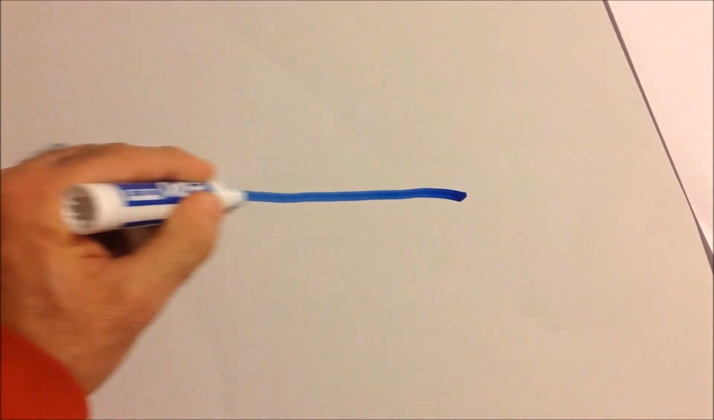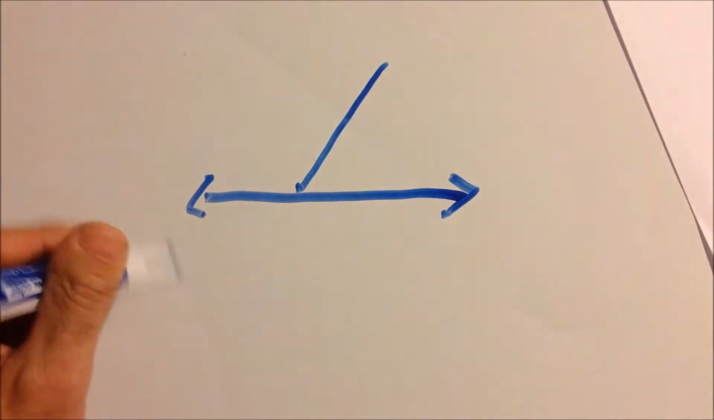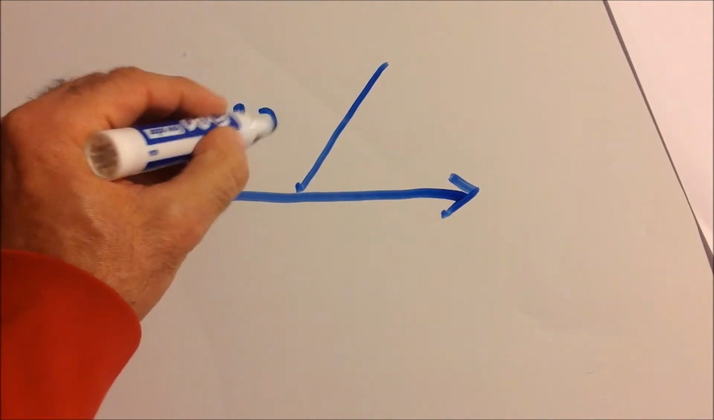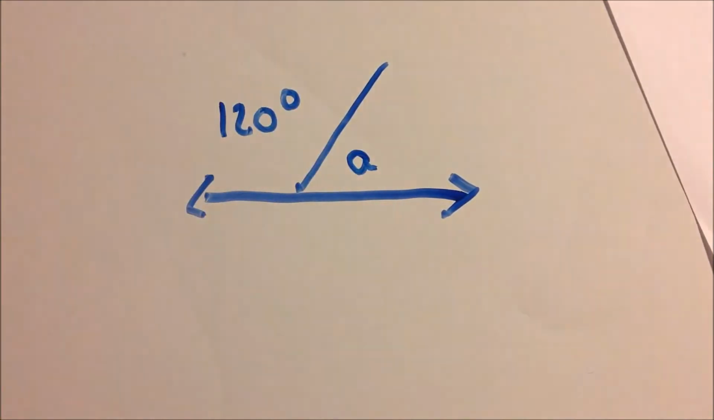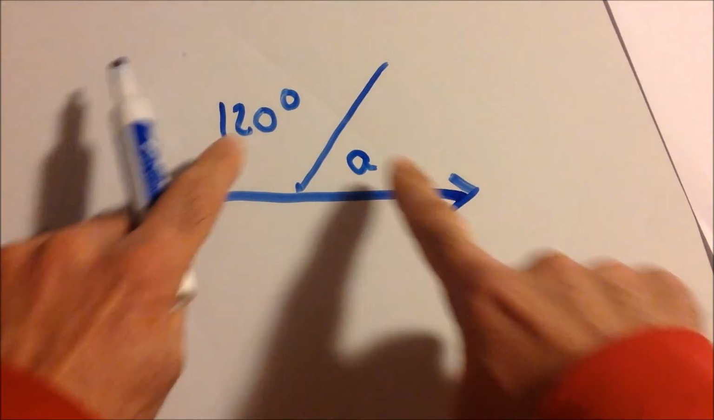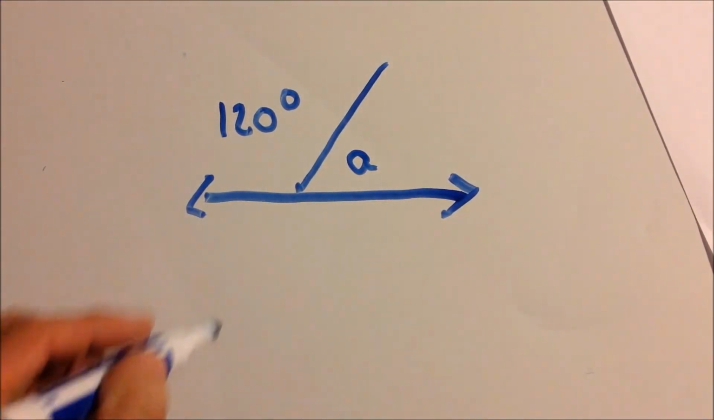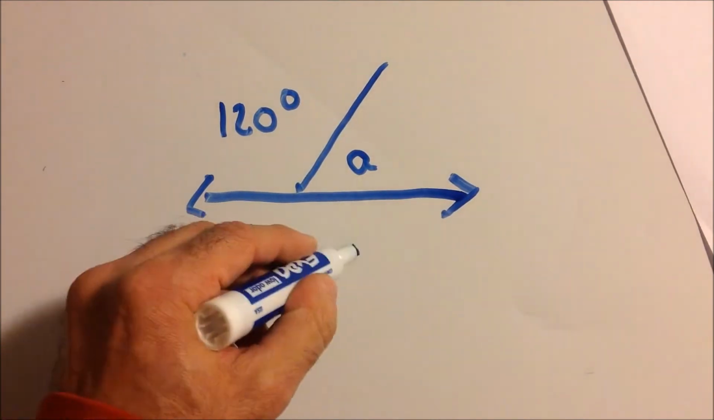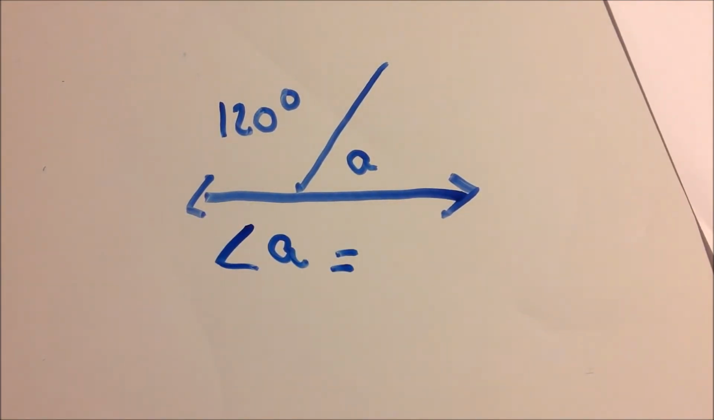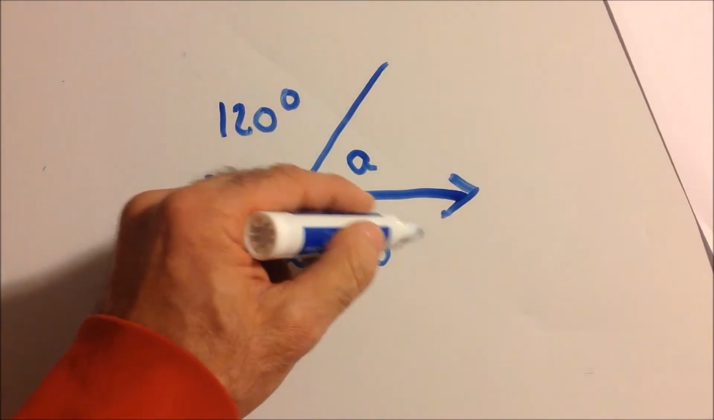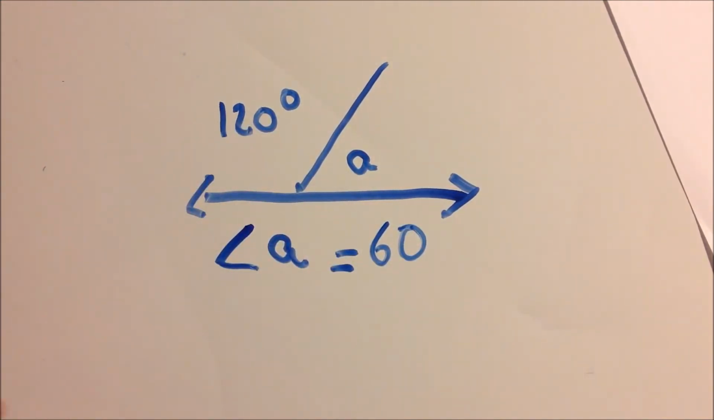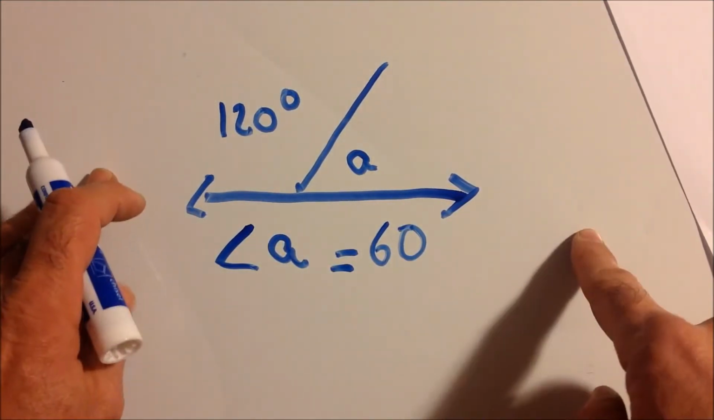Let's try another one. I have a straight line, which is, as you know, 180 degrees. And this says 120 degrees. What should be the measure of angle A? Now these two angles can't be more than 180 degrees because they're on the line. So the measure of angle A, what should it be? It should be 60 degrees. 60 plus 120 is 180. And they supplement each other.